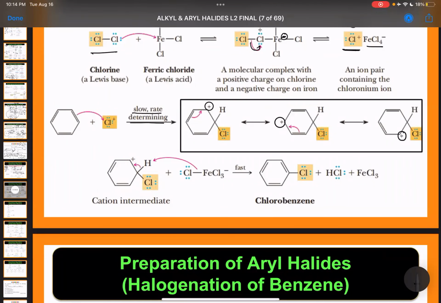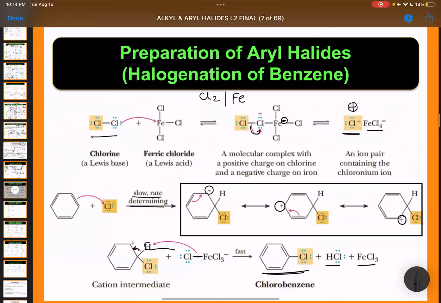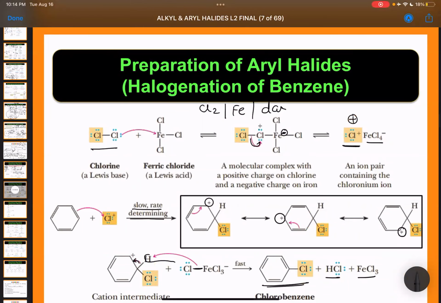We have Cl plus. A reaction can't have only plus, there needs to be someone who is minus. So that minus species will come and break away the H plus. The Cl minus will come out from FeCl4 and break away the H plus from the point where the Cl plus was connected, and these electrons will get into the ring. So you will have HCl and FeCl3. This reaction takes place in dark. Do remember this. This is electrophilic aromatic substitution.